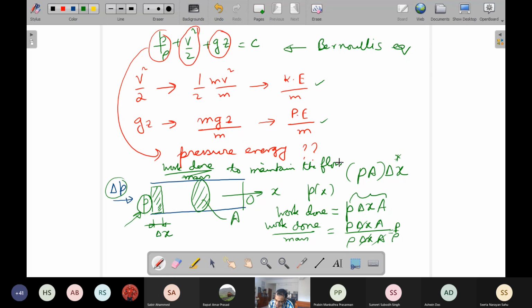Normally this work done can be expressed as either per unit mass or per unit weight. For example, if you want to express this as per unit weight, what you have to do is simply divide all the terms by g. So then it will be per unit weight. So this physically means the work done per unit mass to maintain the flow.